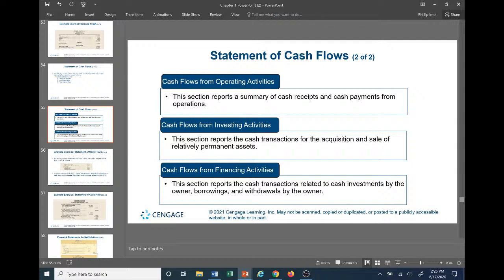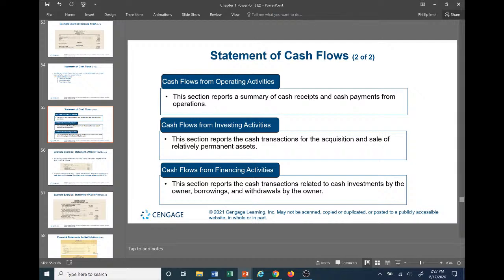So the cash proceeds and the cash disbursements from activities such as buying equipment, land, buildings, whatever it might be, those are going to be accounted for in investing activities, okay? And then the last section is the cash flows from financing activities. This section reports the cash transactions that relate to cash investments by the owner, the borrowings, and withdrawals by the owner. So pretty much cash flows from financing activities deal strictly with the financing, okay?